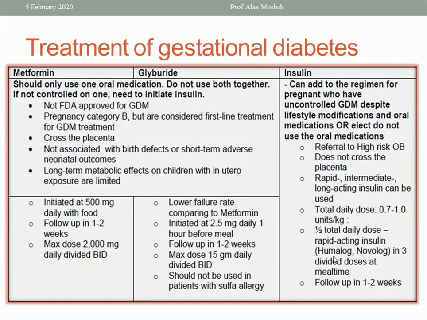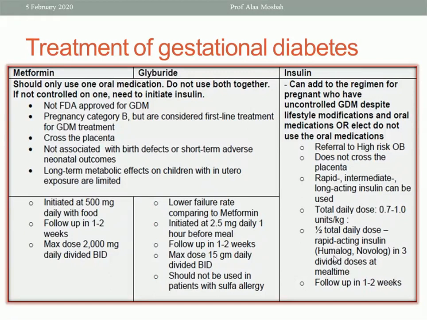What about insulin? It can be added to the regimen for pregnant women who have uncontrolled gestational diabetes despite lifestyle modification and oral medication, or if elected, not to use oral medication. Of course, it should be prescribed by a senior obstetrician and with the help of an endocrinologist. Insulin doesn't cross the placenta.